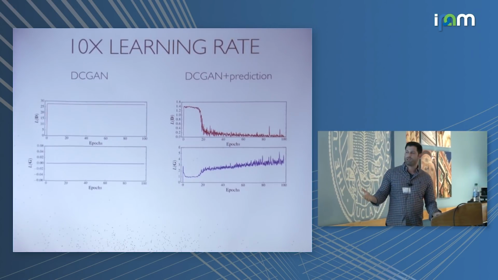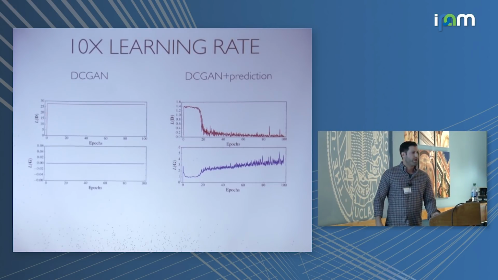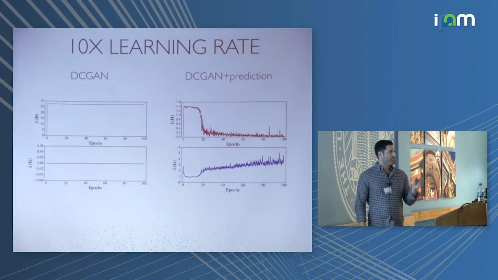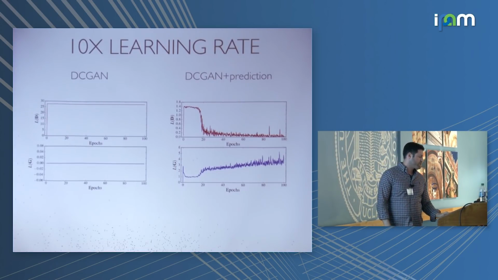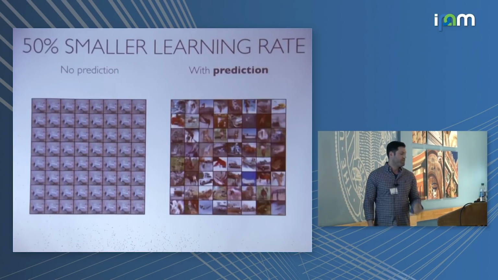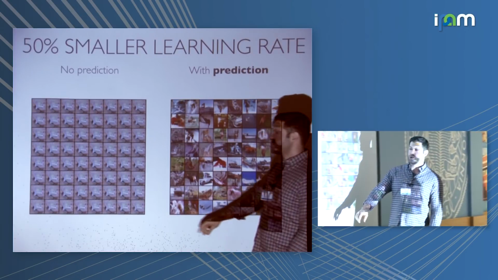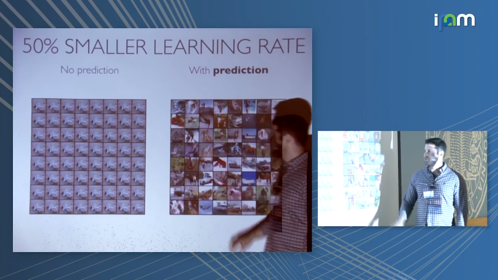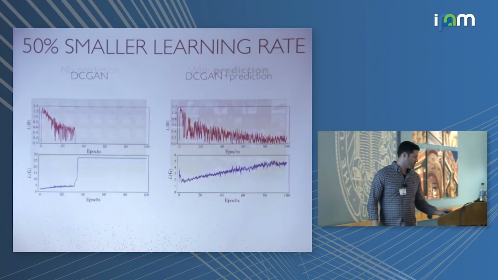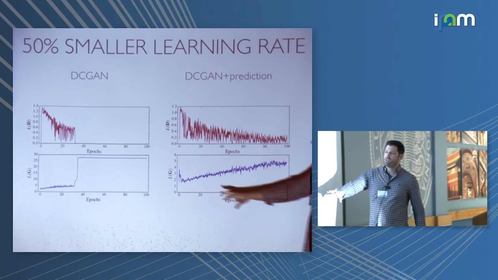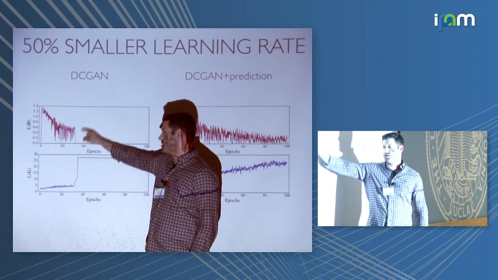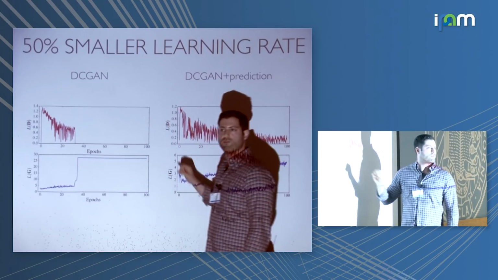And you might think, well, that's not such a big deal, just don't use a big learning rate. But actually, the learning rates you need to train GANs are very fine-tuned. To demonstrate that, we can cut the learning rate from the fine-tuned learning rate by 50%. And when we do that, it also diverges. So in this case, without prediction, the method diverges. With prediction, it still converges. And if you look at these loss curves, you'll see that the DCGAN without prediction is stable for a while, and then it has a collapse event, and it can't recover from that.